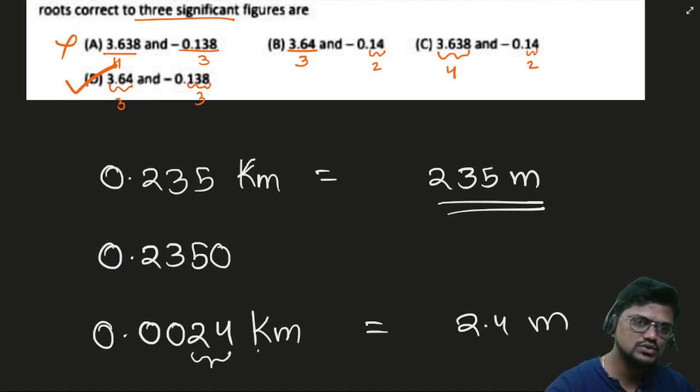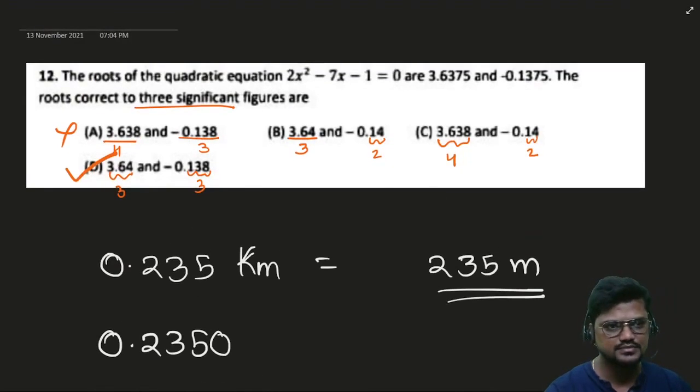Yes, 0.2350. No, 0.2350 does not have 4 significant figures. It has 3 significant figures only, Dakshant, because the 0 may be rounded off.